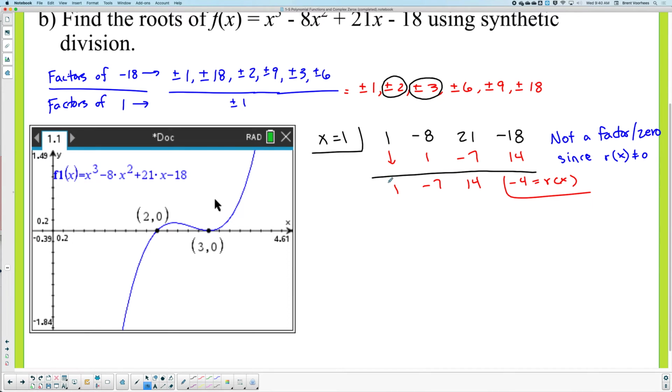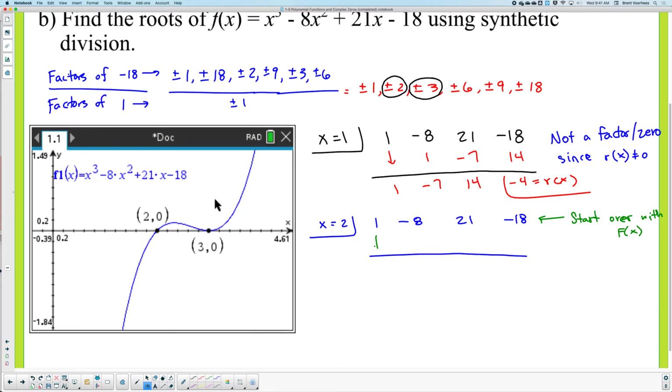2. Now, since this did not work, I can't start there. I have to start over. So we're going to do it again. This time, we're going to use x equals 2. And my coefficients are going to return to 1, -8, 21, and -18. Since that was not a 0, I have to start over. I cannot continue on from this division. So I start fresh with f of x. I don't use the simplified version. I'm going to start all the way over.